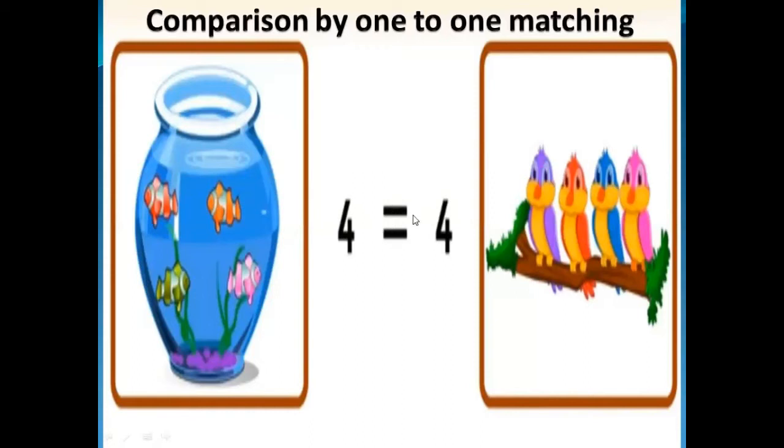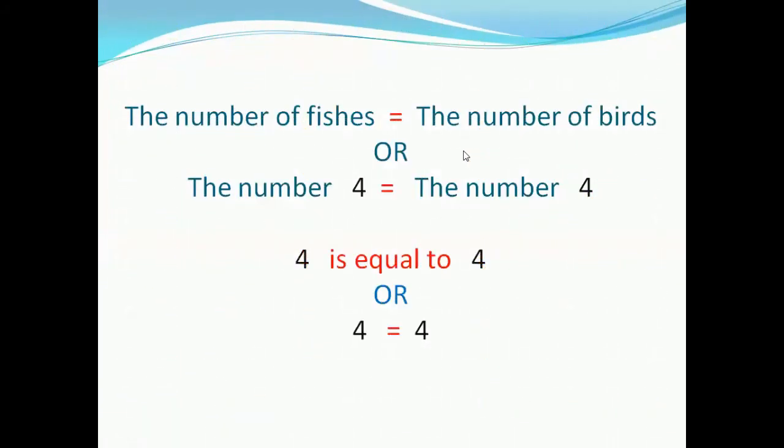So equal is represented here. Equal is a sign of equality. The number of fishes and the number of birds are the same. So the equal sign shows equality of the numbers. Now, the number of fishes is equal to the number of birds, and here we mention the sign.